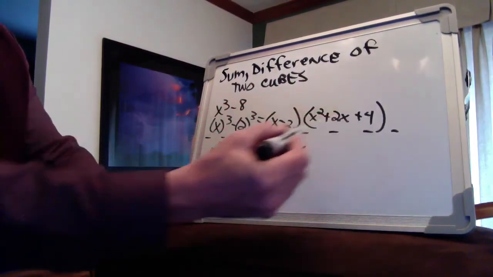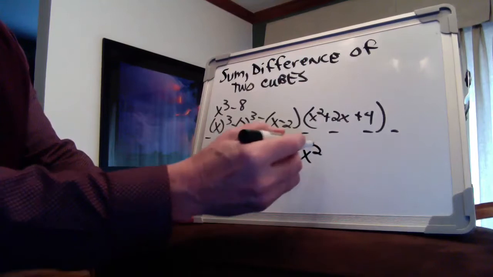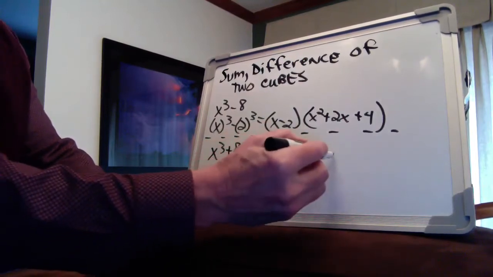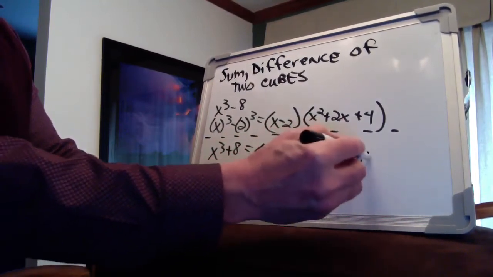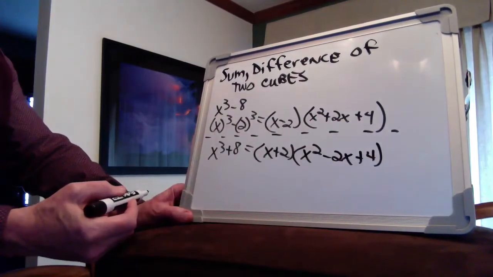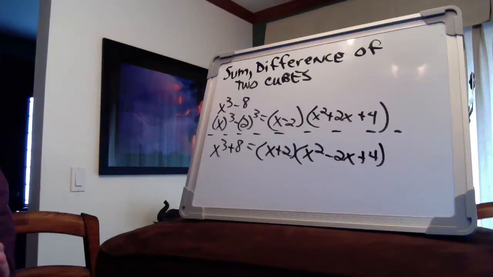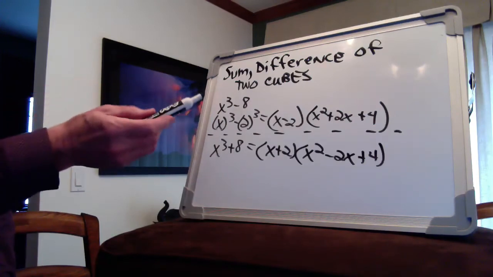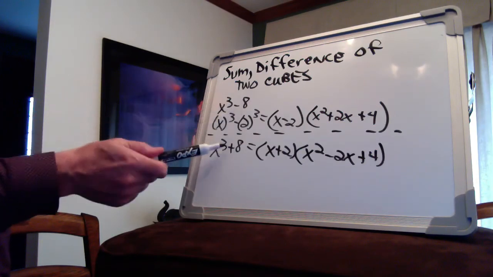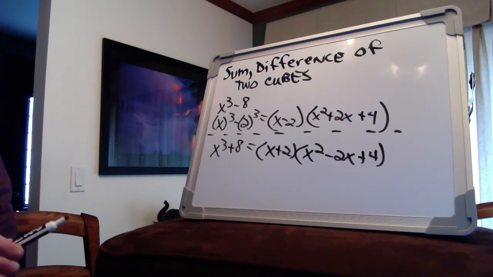You find these three terms the same way. The only thing that is different is the negative sign is going to be on the middle term. That's the only thing different between the difference of two cubes and the sum of two cubes.